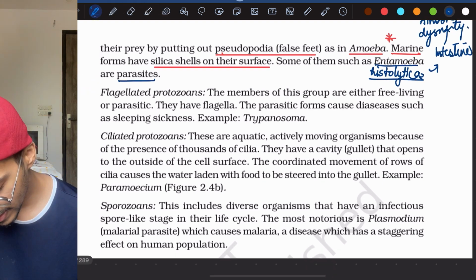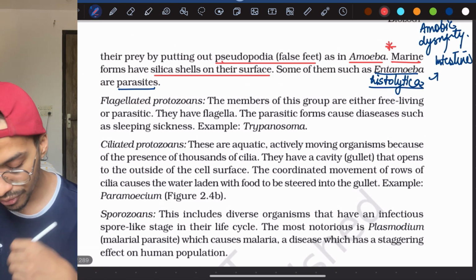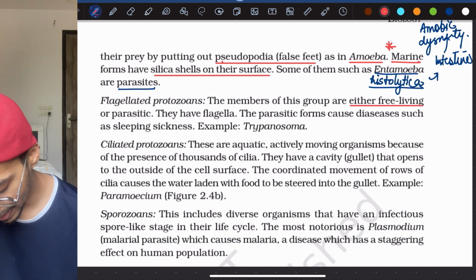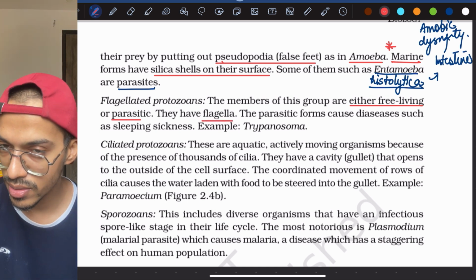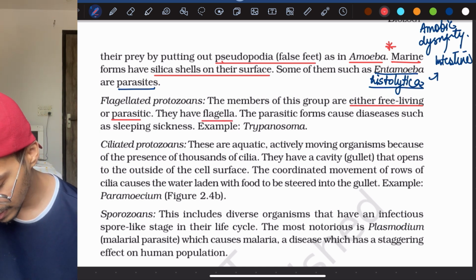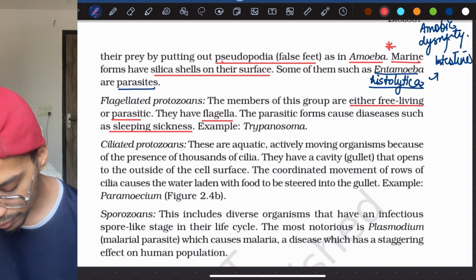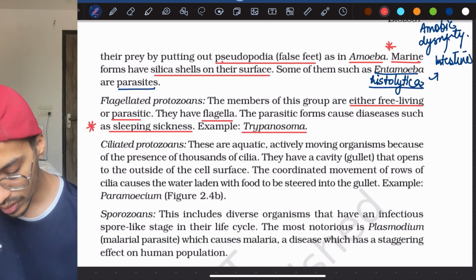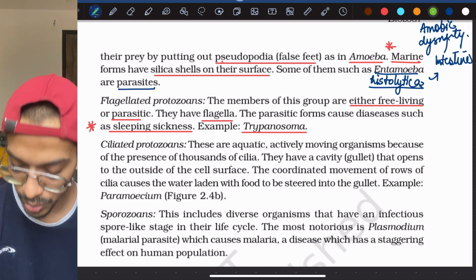Moving on to the next one, flagellated ones. The flagellated will have flagella. They could be free living or they could be parasitic. The parasitic form causes diseases, of course, like sleeping sickness. An example of that is Trypanosoma.